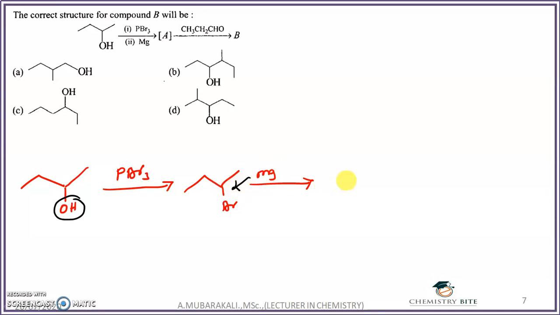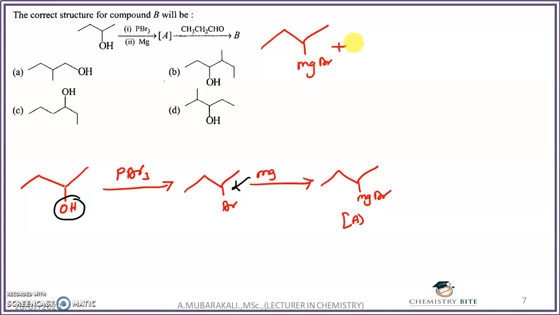After this I am reacting with magnesium, it is an insertion reaction, to prepare the Grignard reagent. Between Br and that alkyl group, I have to write the Mg. I will get the MgBr. So this is the product A. Now they are reacting this with CH3CH2CHO. So this is the Grignard reagent.